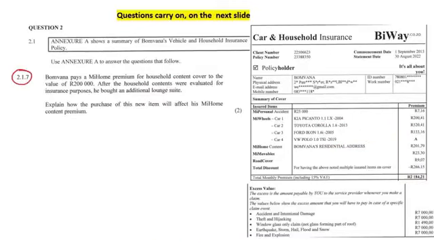So this question now says that Bomvana pays a My Home premium for all of his household content to the value of 200,000 Rand. So this is his My Home, okay? And so he's got 200,000 Rands worth of insurance protection. So what they do is they ask Bomvana, how much are the things inside your house? Maybe he has a TV, a sound system, another TV, a lounge suite, kitchen appliances, fridges.